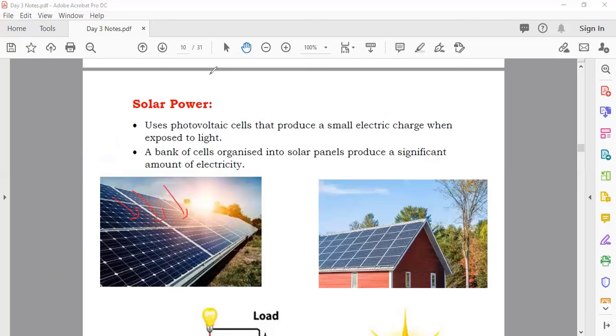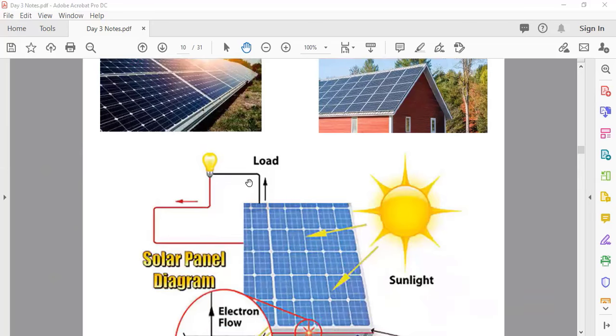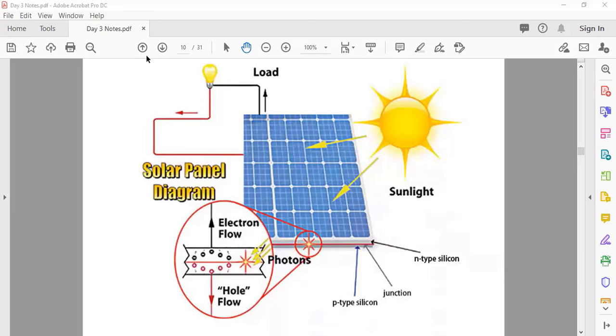Okay, so how can I explain this to you? See here, the sunlight is falling on this solar panel. When you arrange cells like this, it is known as a solar panel. A solar panel has a lot of solar cells. Then in this diagram, photons mean the light. I think in physics it is not in your IGCSE, it is in A levels.